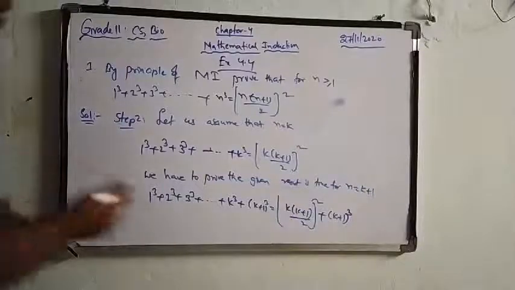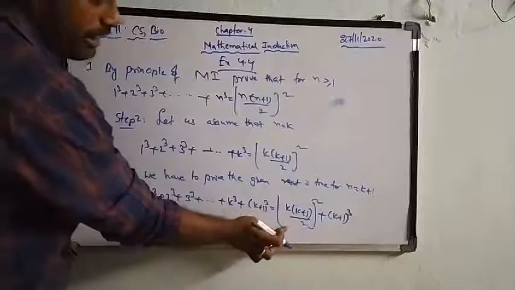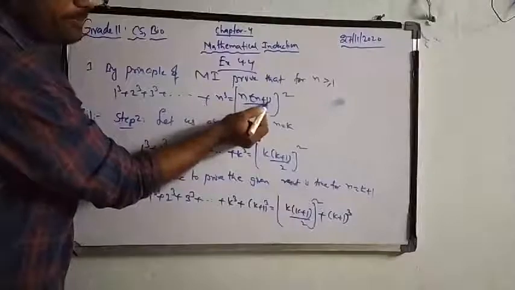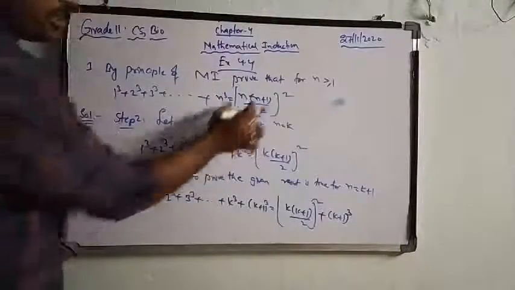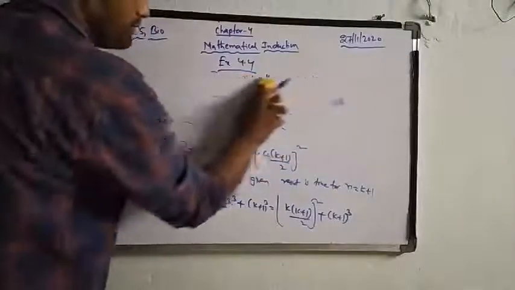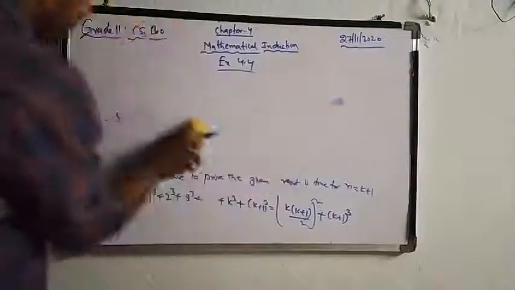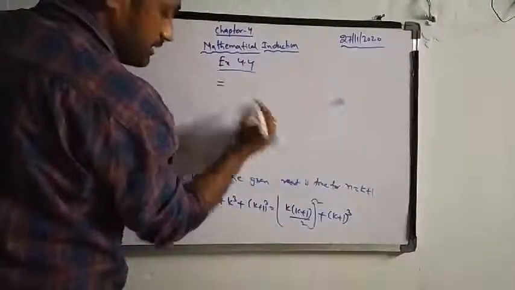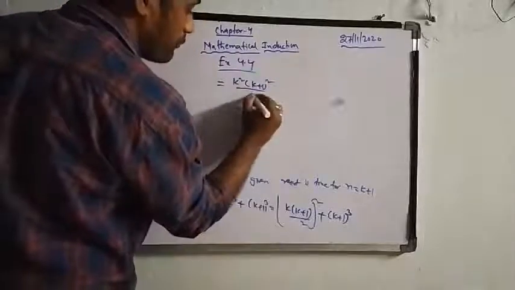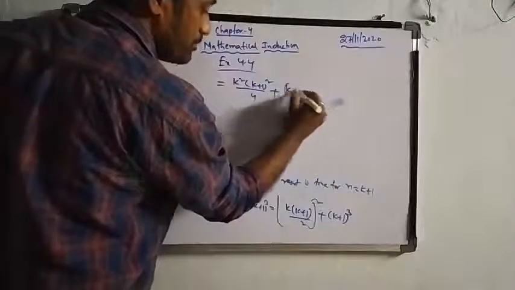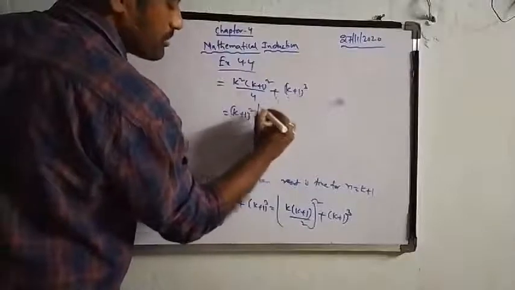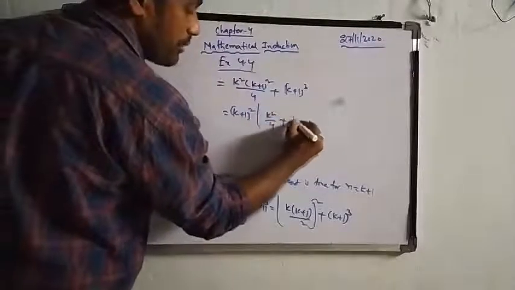So in this case we are going to solve only the right hand side part, and we are going to prove in such a way that here in place of n, k plus 1 will come, here k plus 1 by 2. So let us prove in this format. So let us simplify only the right hand side. So while simplifying the right hand side, see here k square into k plus 1 whole square by 4 plus k plus 1 whole cube. So in these two I can take k plus 1 whole square common. So if I take k plus 1 whole square common, it will be left with k square by 4 plus k plus 1.